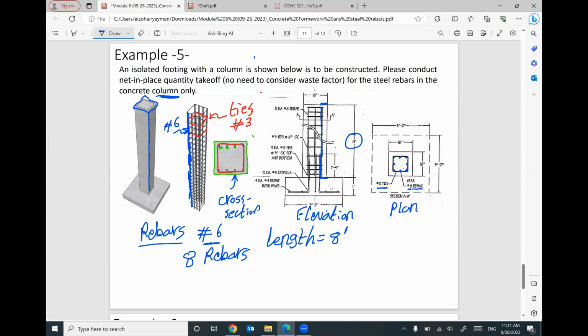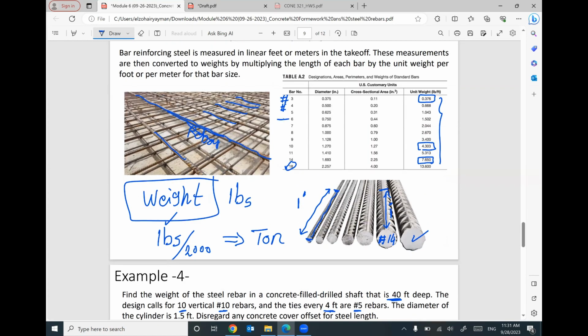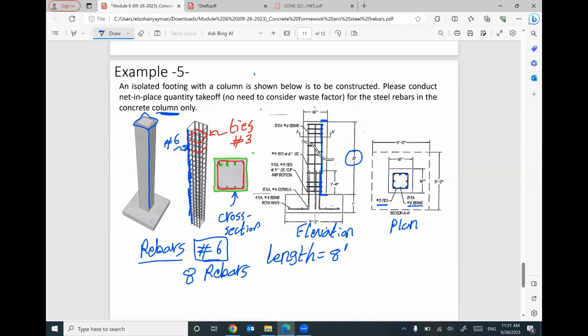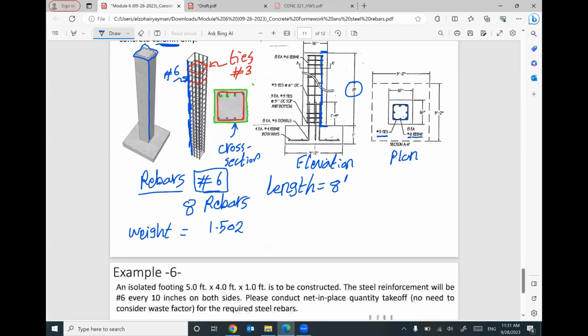So right now, what is the weight of 1 unit length of number 6? We have a steel rebar number 6, this one. This one will give you a weight equal to 1.502. So the weight of the steel rebar equals 1.502. This is the weight in pounds for each 1 foot length. The total length of this rebar is 8 feet. So I can figure out the total weight of only one rebar.